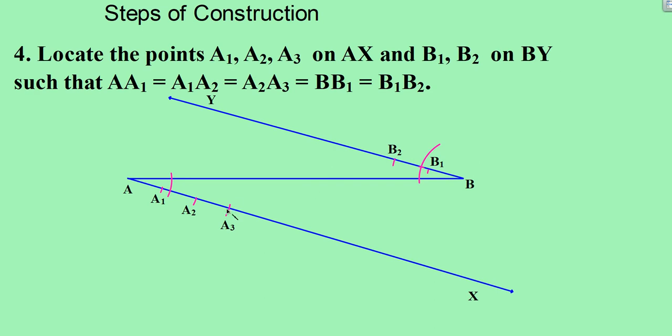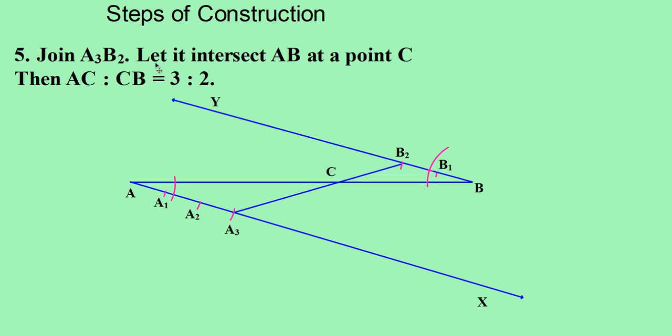Now join A3, B2. Let it intersect AB at a point C. Then AC is to CB is equal to 3 is to 2. So you can construct by using any of these two methods.